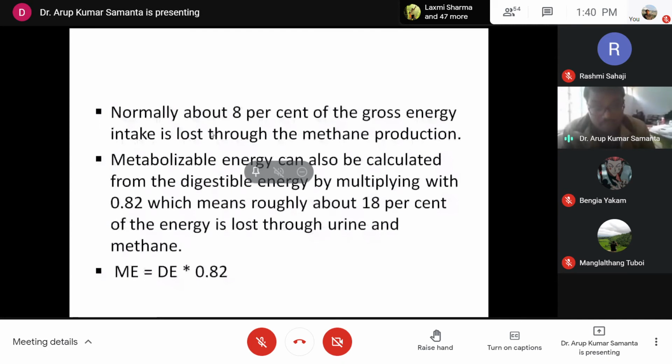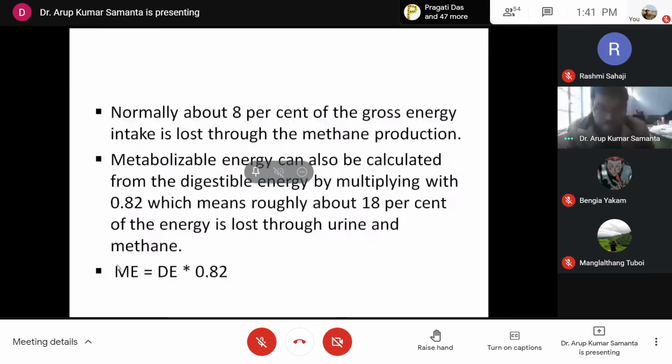You may get some equations also, you may get some questions also, that if you have to calculate the metabolizable energy from DE, I told you that if you deduct the urinary energy loss and fecal energy loss from the digestible energy, you will be getting the metabolizable energy. But there is an equation which you can remember: if you multiply 0.82, that means 82%, with digestible energy, you will be getting the metabolizable energy value.